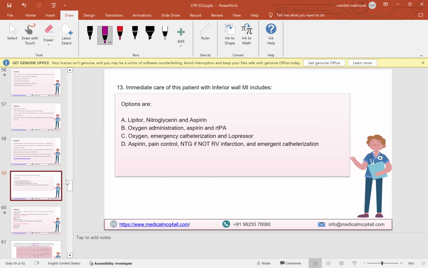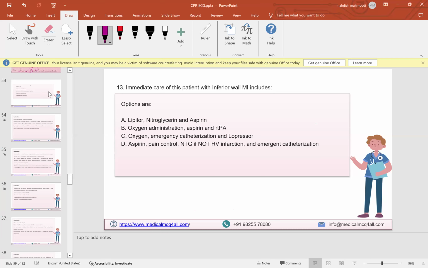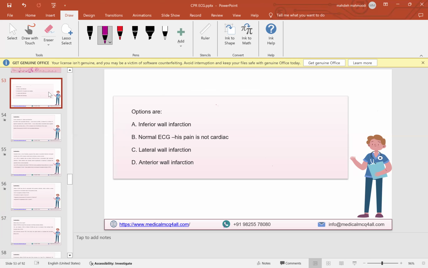Ma'am, for broad complex also it will be the same? Believe me, broad complex is also the same, just some minor differences. What are the differences in broad complex? Let's say your patient has a broad complex tachycardia. Again, one more time, we're talking about patients with a pulse. Patient without a pulse, directly CPR.